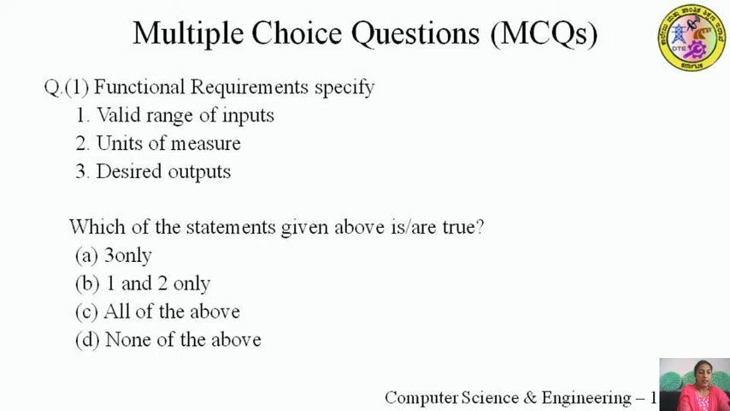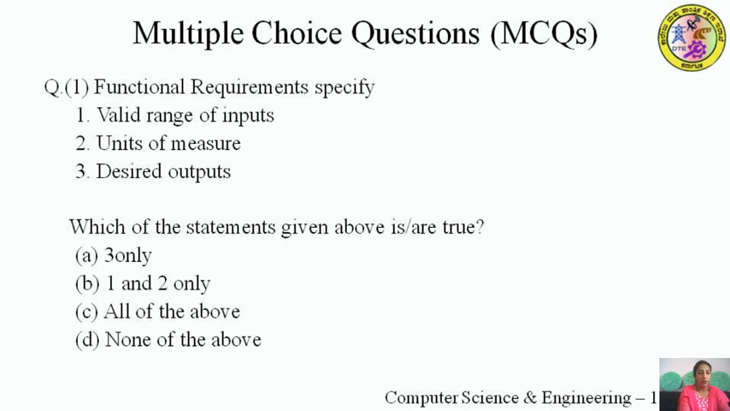Now let us go through a few of the multiple choice questions. Question number 1. Functional requirements specify number 1. Valid range of inputs. Number 2. Units of measure. Number 3. Desired outputs. Which of the statements given above is or are true?